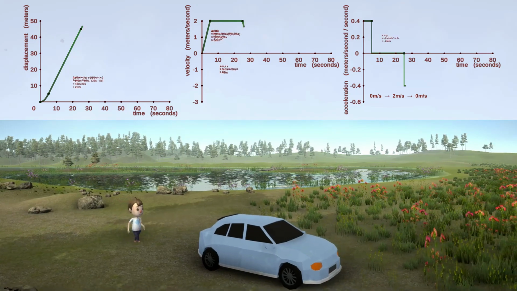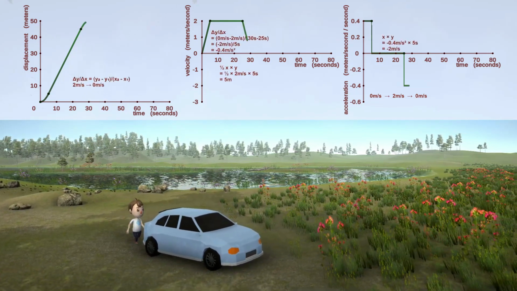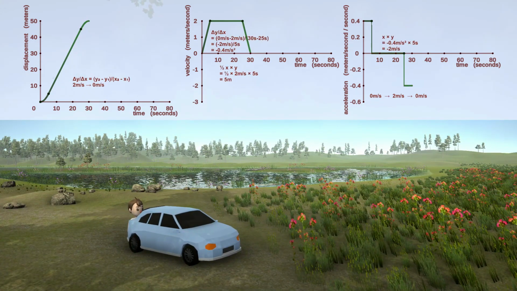Nearing the car, Sam reduces speed for 5 seconds. The slope of the displacement graph now changes from 2 to 0 meters per second, and this is again represented in the velocity graph, where the straight line heads back to 0, as well as in the acceleration graph, where acceleration is now minus 0.4 meters per second squared.